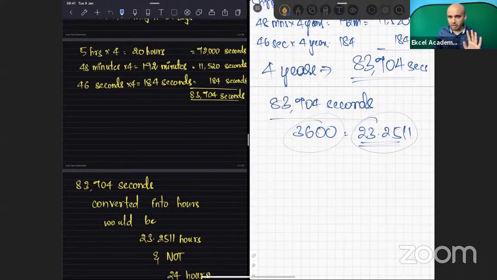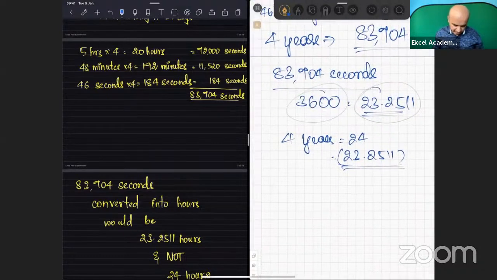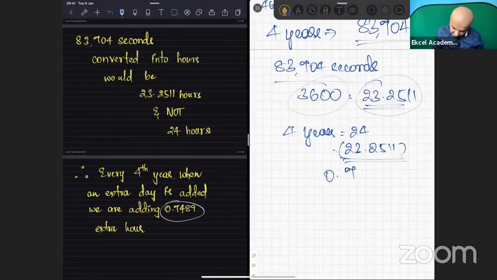So once again, how many hours have we accumulated over a period of 4 years? We have not exactly accumulated 24, but instead we have only accumulated 23.2511 hours. Clear? So now what we have done is we have once again rounded it off to 24 and considered it as a day, but still it will be a mistake, to the extent of 0.7489. That is the difference between 24 and 23.2511.